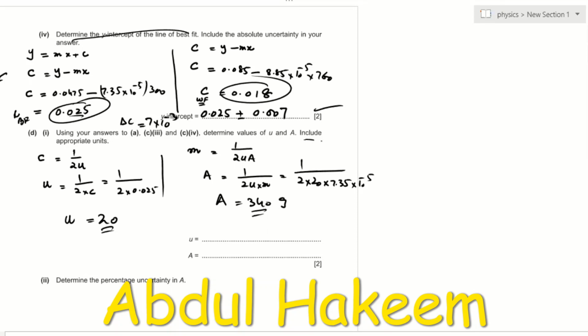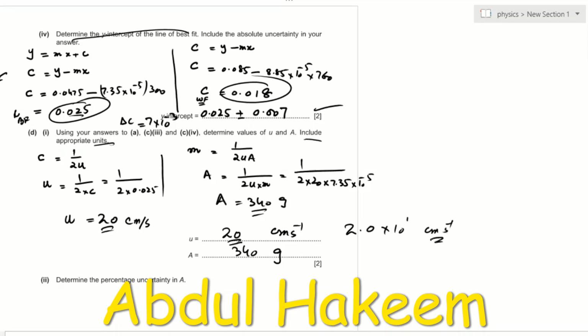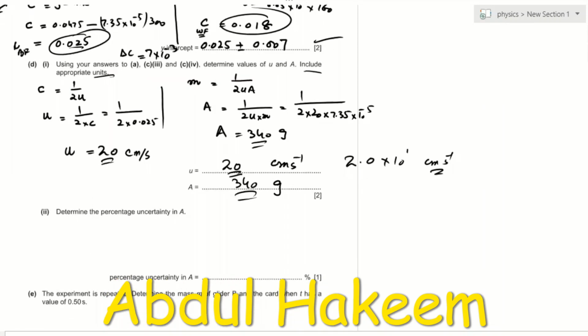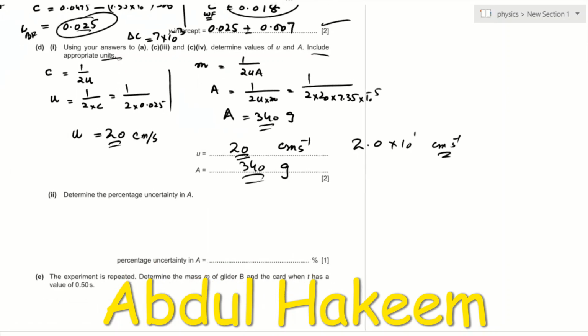Now the question is, include appropriate unit. So this is the speed test. It's mentioned in the statement. So this is centimeter per second, and this is the mass in gram. So the U is 20 centimeter per second, and A is 340 gram. For two significant figures, you can write it 2.0 into 10 power 1 centimeter per second. It's up to you. So there's 340 gram.